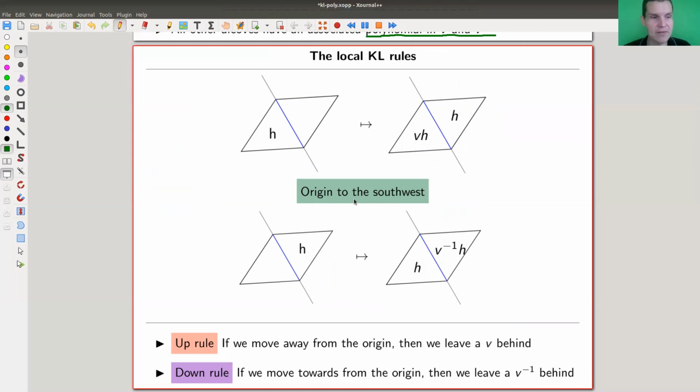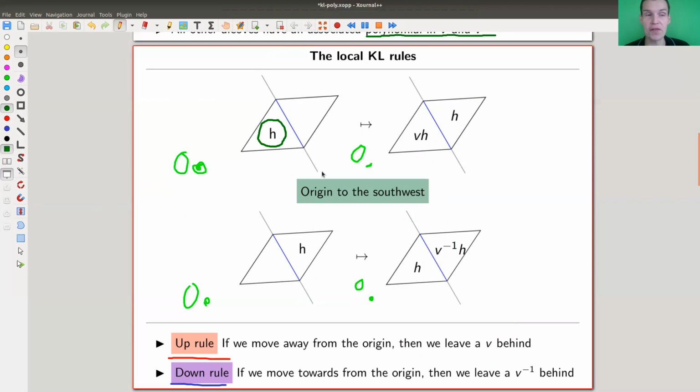And the local rules are as follows. I only have 2, right? I have an up rule and I have a down rule. And what do I mean by up rule and down rule? Well, let's say you have an origin somewhere fixed here. In those pictures, the origin is always here, to the southwest. And you have some already inductively given polynomial somewhere.